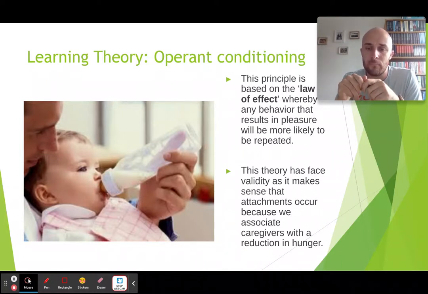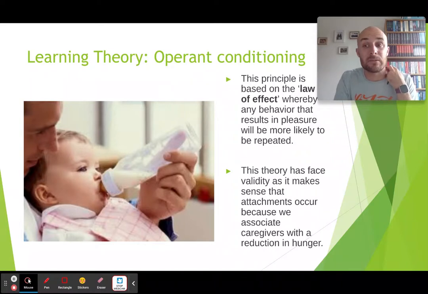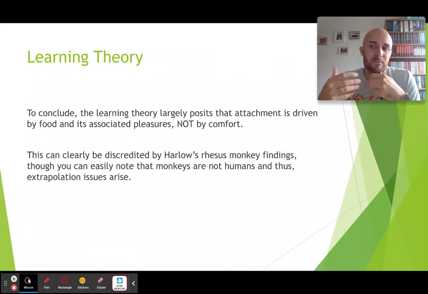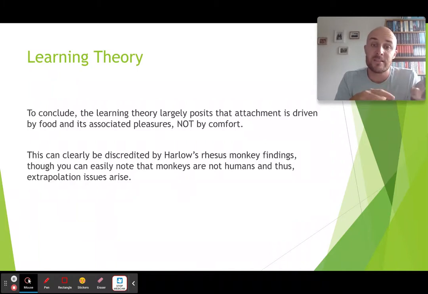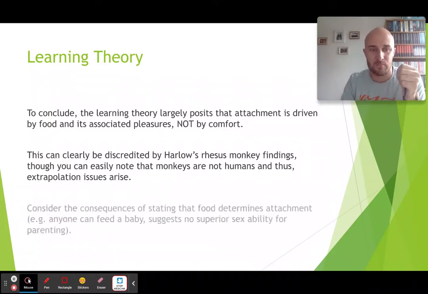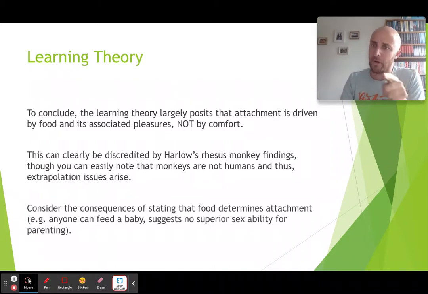But I think this is too simplistic to explain something as complex as attachment. So there's other parts of this. I'm just going to speed this up a little bit because I'm taking too long. The learning theory largely suggests that attachment is driven by food and its associated pleasures, not comfort, like Harlow said. So this theory is already discredited by Harlow, who said that actually comfort's more important than food. But obviously you can criticize this because it's monkeys we're talking about. But I also want you to consider the further aspects of this.